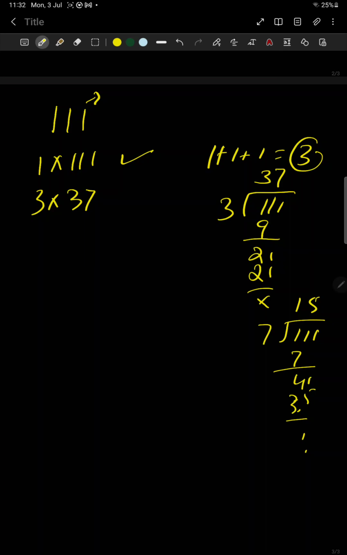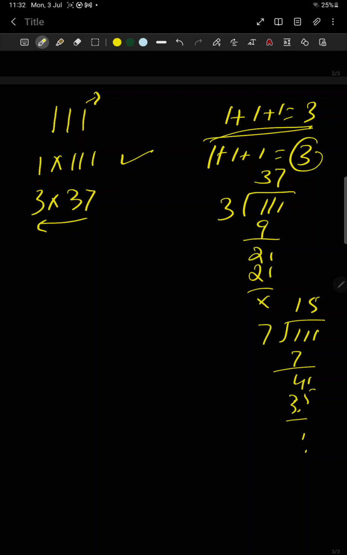8 we will not check. 9, it is not divisible by 9 because the divisibility rule of 9 is that the sum of the digits of the number must be divisible by 9. Here 1 plus 1 plus 1 is equal to 3. So it is not divisible by 9, and it is not divisible by 10. The next numbers we are not going to check because they will come back to the earlier ones.